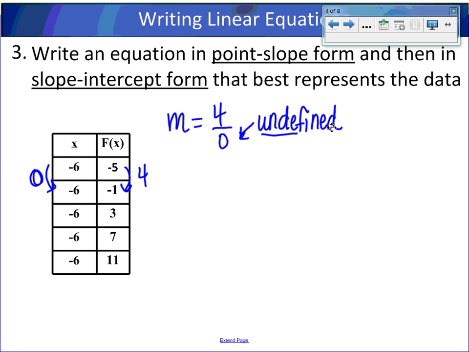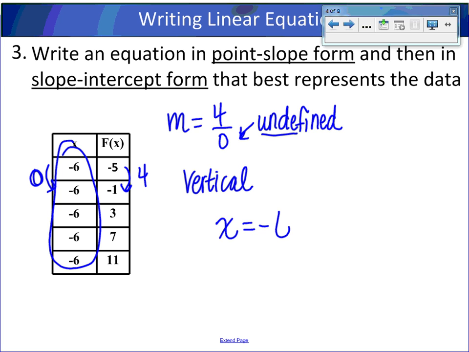So when this line is undefined, is it going to be a horizontal line or a vertical line? Hopefully you said vertical. And hopefully you remember from the other video I made that vertical lines always are x equals something. Well, in this case, what does x equal? Hopefully it's staring you in the face. x equals -6 would be your answer here.